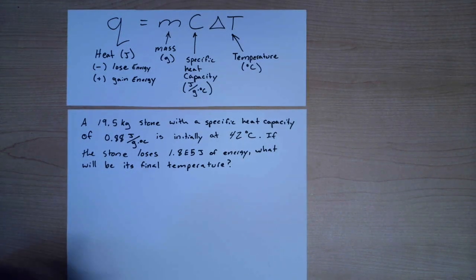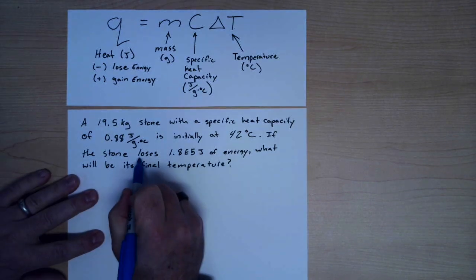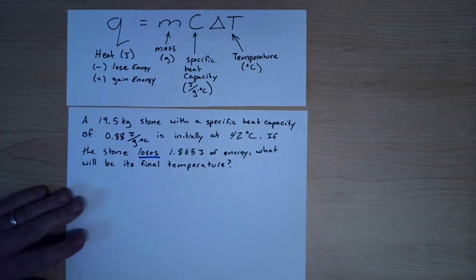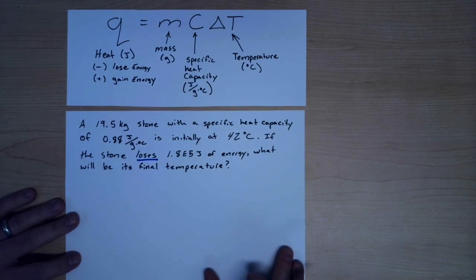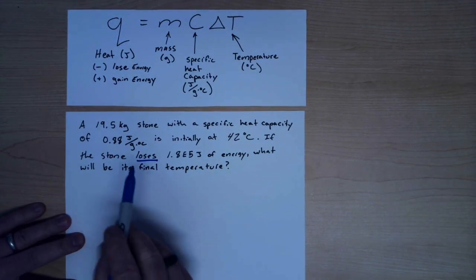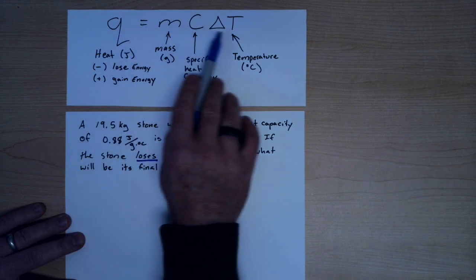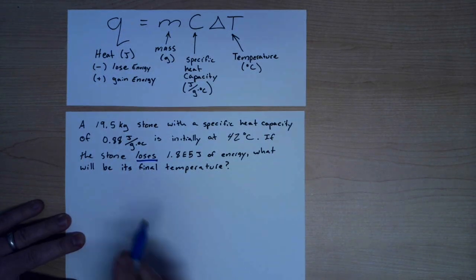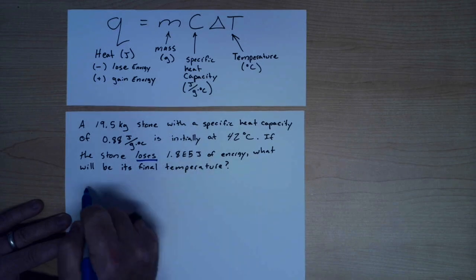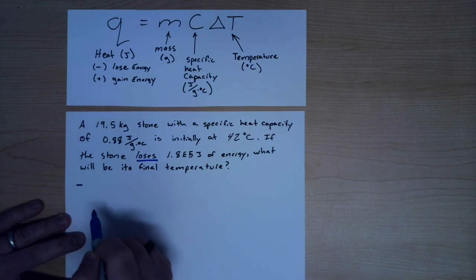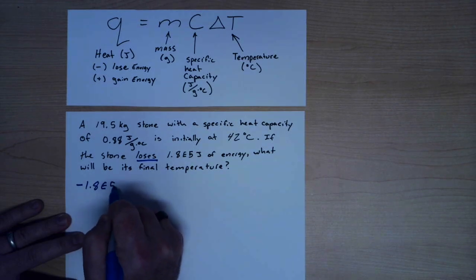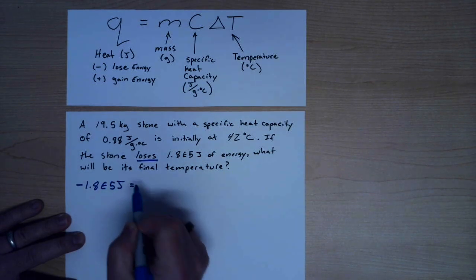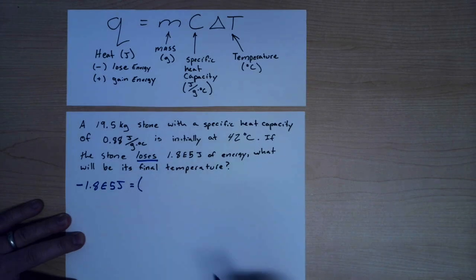First I'm going to note that this is a loss of energy, and it's going to be on me to make sure that I get my minus sign in here. I'm going to plug in from left to right the values that I have. For a loss of this much energy, I'm going to put in a minus sign: negative 1.8 E5 joules is equal to the mass.